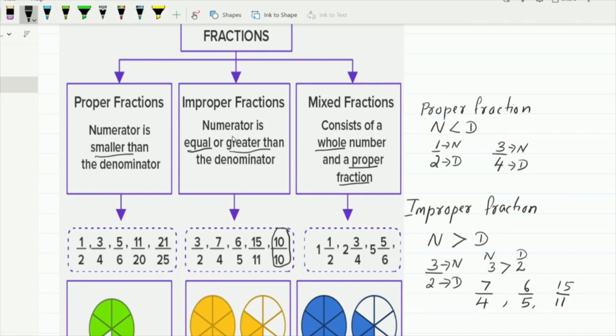Already proper fraction you studied. Now, whole number part and a proper fraction. So here they are given some examples. So 1, what is 1? Whole number.